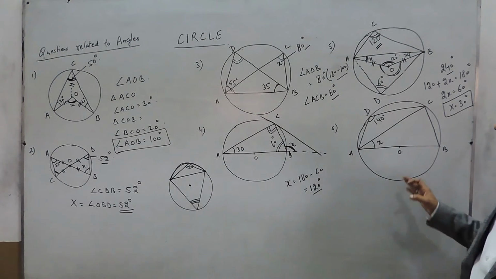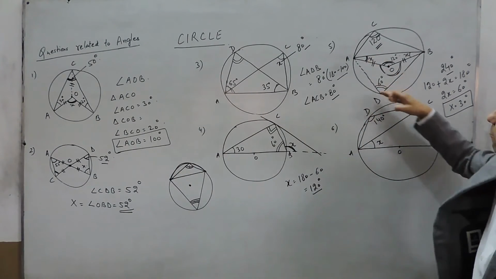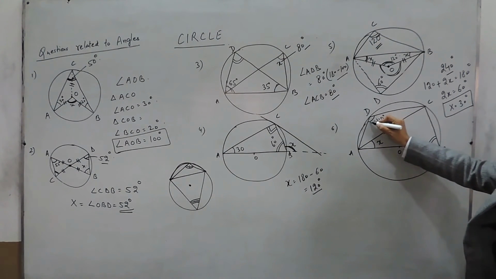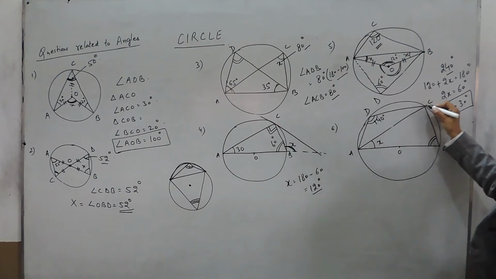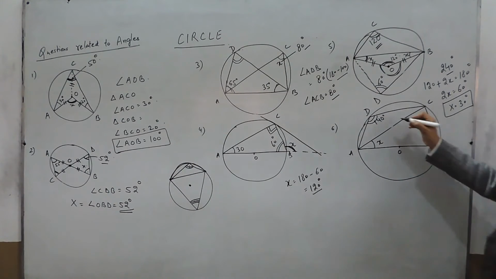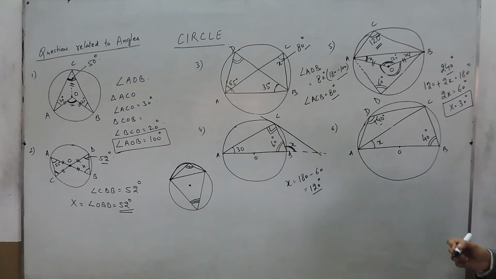If we talk about another question, we already know this is a cyclic quadrilateral which we have made in this circle. It is already given that this is a cyclic quadrilateral. So angle ADC plus angle ABC must be 180 degrees. It is already given as 140 degrees. So this angle comes out to be 40 degrees.